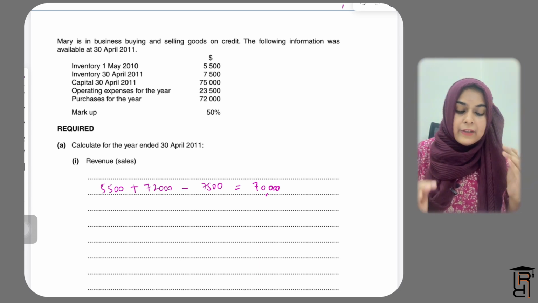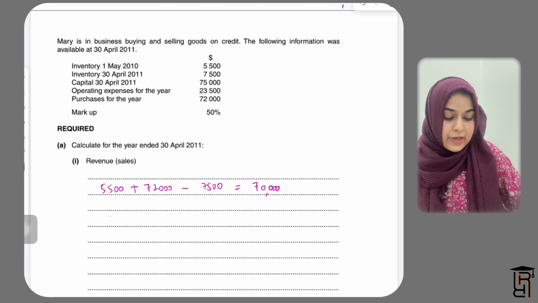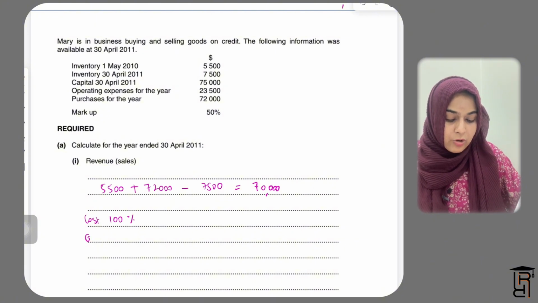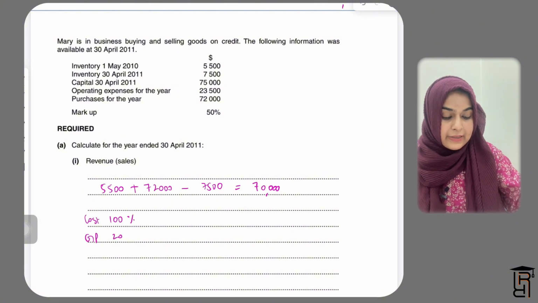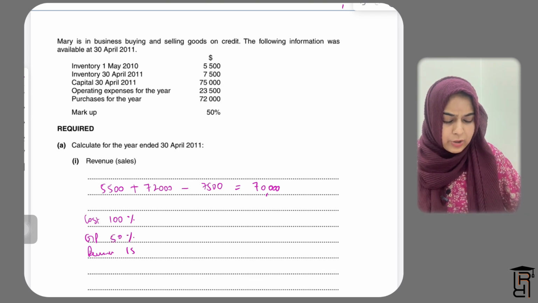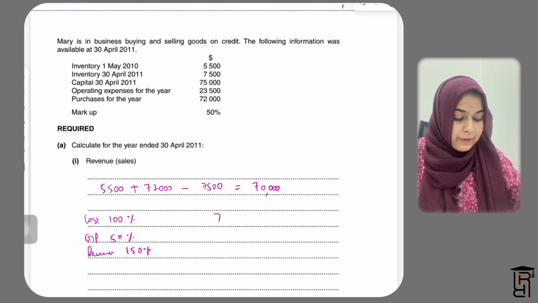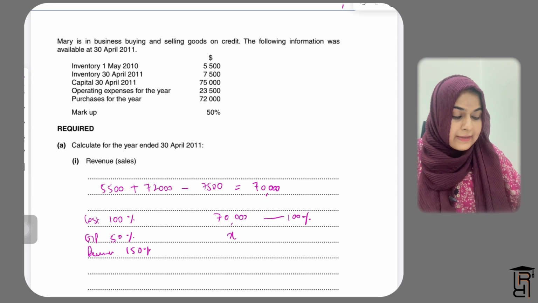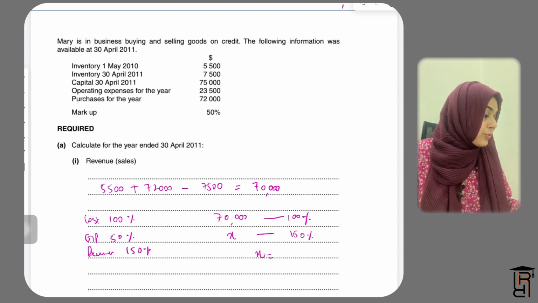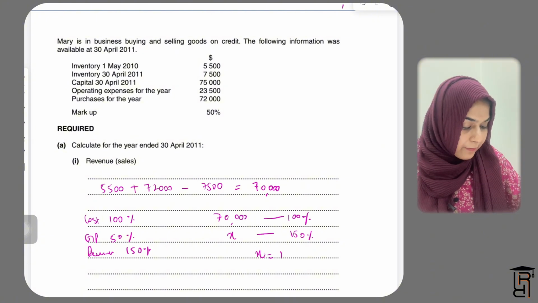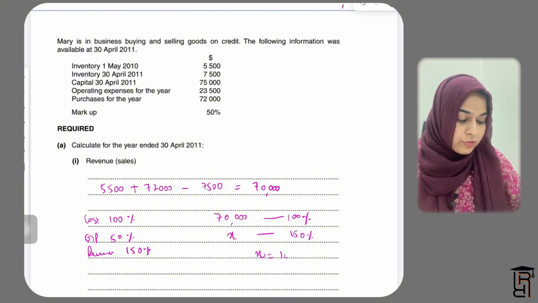Since we have been given markup here, in case of markup, cost is assumed to be 100%. So cost is 100%, gross profit is 50% in this case, and revenue is going to be 150%. What I'll do is use cross multiplication to find out 150%. So 70,000 is 100%, so X is 150%, and when I find out the value for X, it comes out to be 105,000, which is my revenue. So revenue in this case is 105,000.